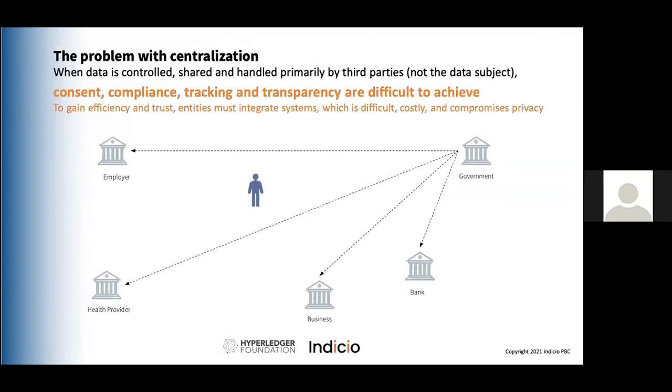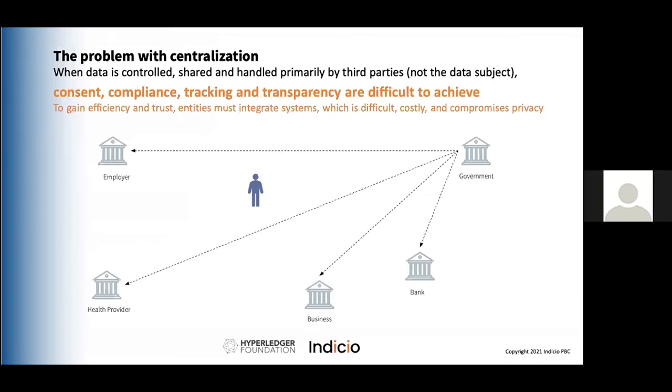The problem with identity right now is that it's largely centralized. And what we mean by centralized is that data is controlled and shared and handled primarily by third parties. Your digital identity is very difficult to control. Of course, we know everywhere you go digitally, there's data that follows you along that you generate by virtue of a relationship. And that data is not within your control. And we can't completely solve for that, but we can solve for some of the problems that are derived from that. And those problems are consent and compliance and transparency.